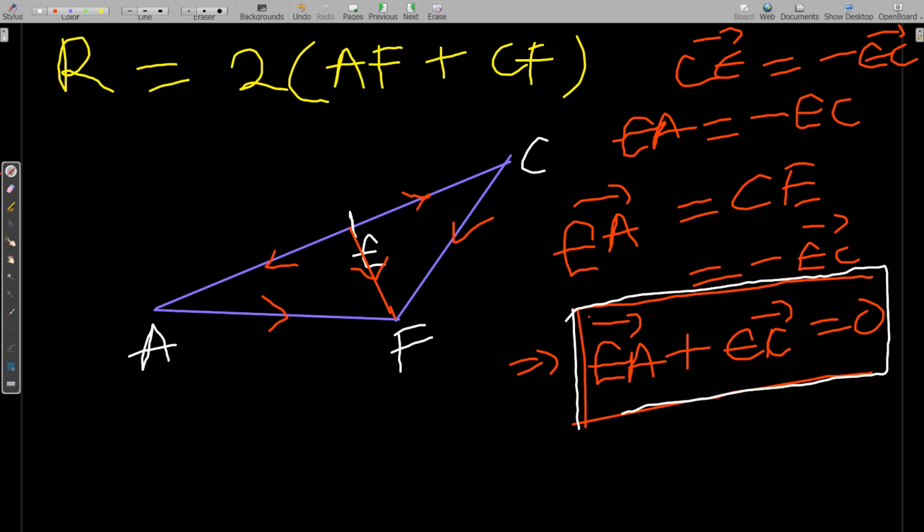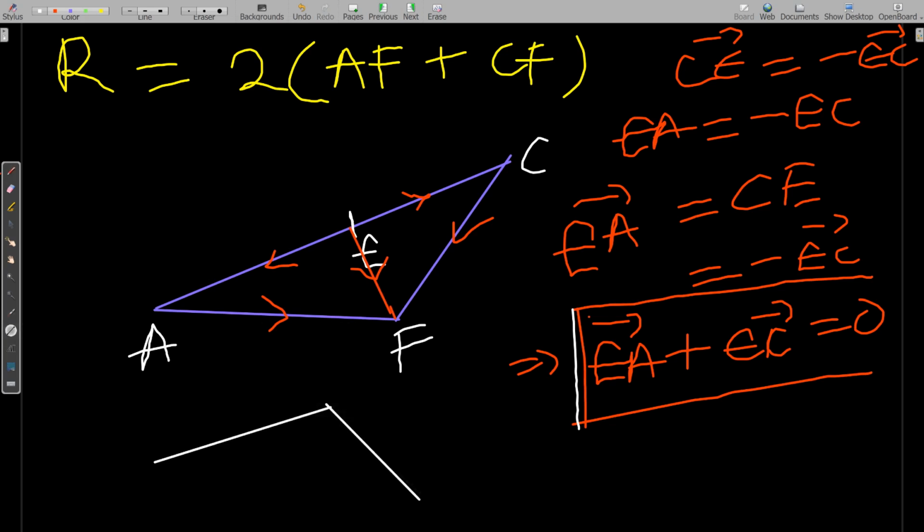So the first relation I wanted us to deduce is this, that from this diagram, EA plus EC is equal to 0. Now let's look at some simple triangles here. Let's consider the triangle EAF. I bet you will be able to finish everything here very quickly. This is how it looks like. I have A, this is my E, this is my F.